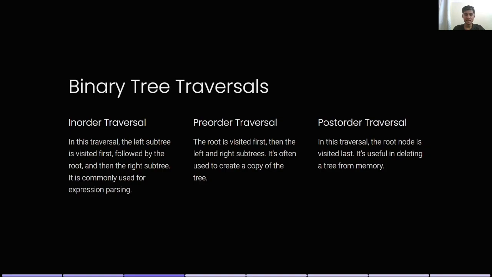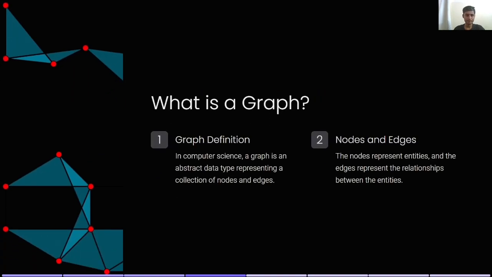And the second one is pre-order. The root is visited first, then the left and right subtree. It's often used to create a copy of the tree. And the last one is post-order. In this traversal, the root node is visited last. It's useful in deleting a tree from memory.